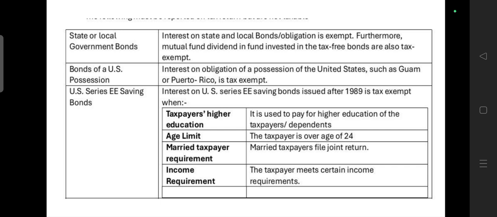US series educational expense bonds, but there is a condition. We must understand the keyword TAMI. In order to obtain this exemption, exclusion, this TAMI condition we should understand. It is used for the taxpayer's or dependents' higher education purpose, because the bond has a purpose of education, so it should be used for that purpose. Then an age limit is also there. It should be touched when I am attaining the age of 24. In the other example, I told the age of 19, but here the age limit given is 24. Before I touch that, it will be taxable.